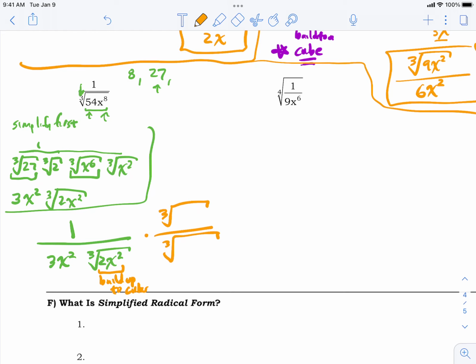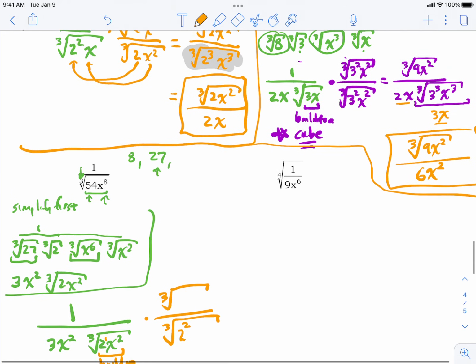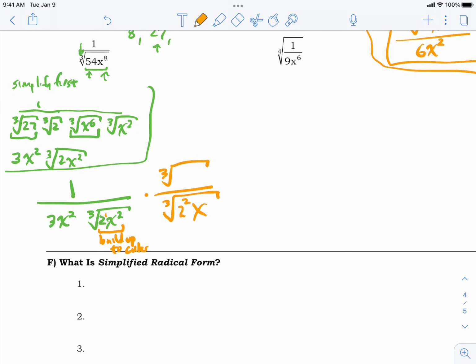You have to stop and ask yourself, I've got 2 to the 1. I'm going to have to multiply by 2 to the 2 because 2 to the 1 times 2 to the 2, you would add your 1 and 2 and get 2 to the 3, right? X squared. Well, I'm going to need to multiply by another x, just an x, because x squared times x will give me x cubed. Okay, cool. So I'm multiplying top and bottom by the cube root of 2 squared x. What does that give me? On the top, it gives me the cube root of, and I might as well call that a 4x. And on the bottom, it gives me a 3x squared, and then a cube root of, and when I multiply 2 to the 1 times 2 to the 2, I get 2 to the 3, and when I multiply x to the 2 times x, I get x to the 3.